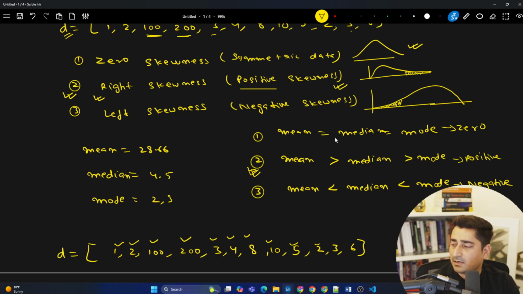Someone asks: data.mean, is it correct, sir? No, it's numpy.mean, and then pass the data inside as an argument. So people are saying it's right skewed data. Okay, fine. People are saying that it's a right skewed, positive skewed data. Yeah, it looks like obviously it's a positive skewed data.